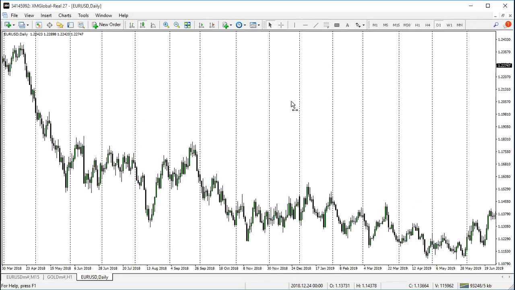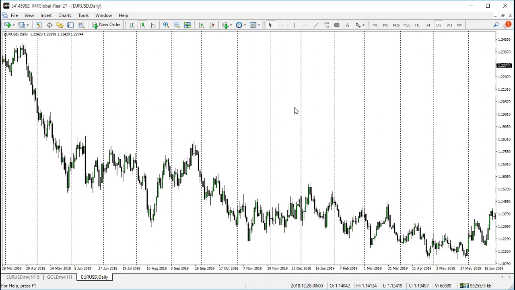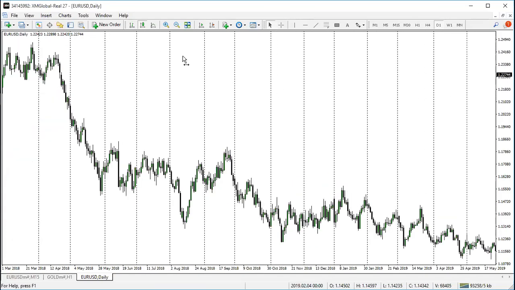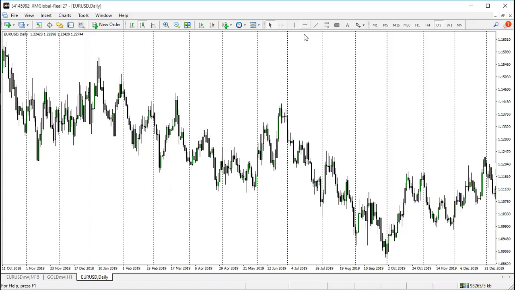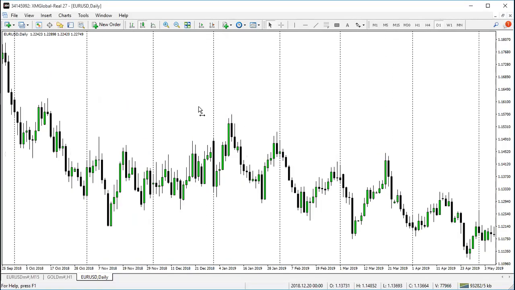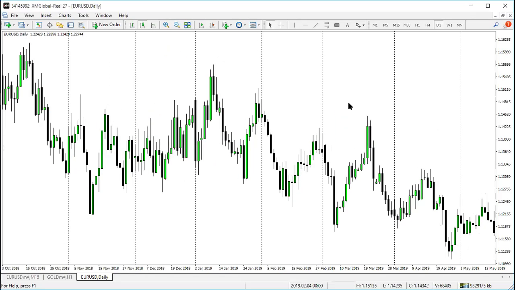I'm going to show you a downtrend, then a range, then an uptrend. I'll use this one here. This downtrend here, that's the one I'm going to use. All right, so first of all, we had this small uptrend here.